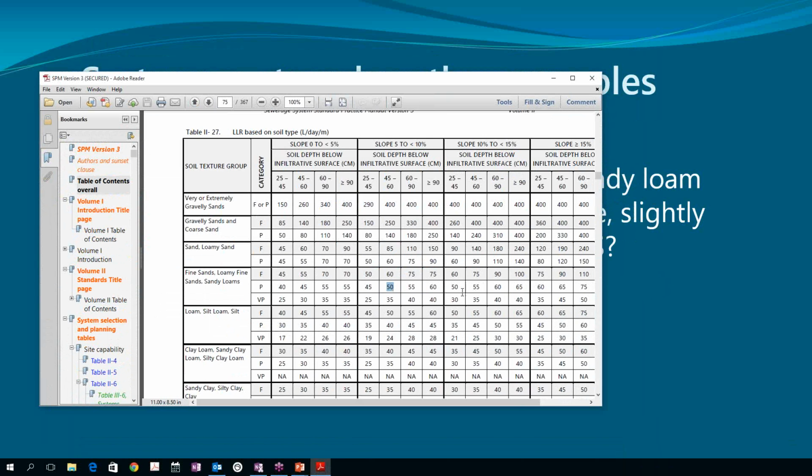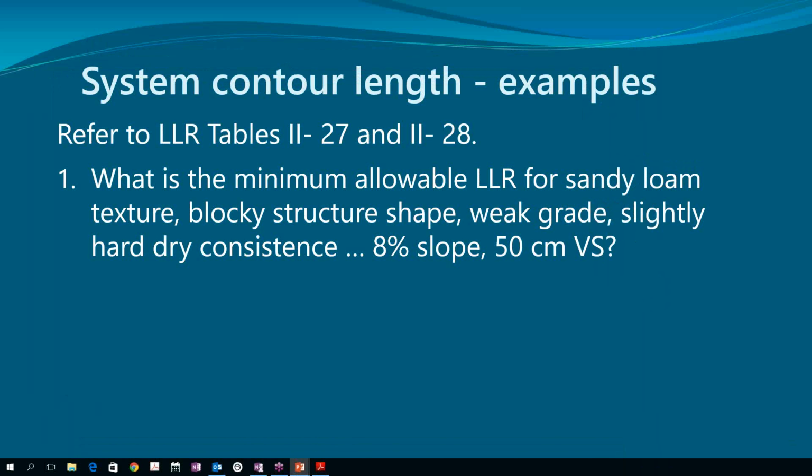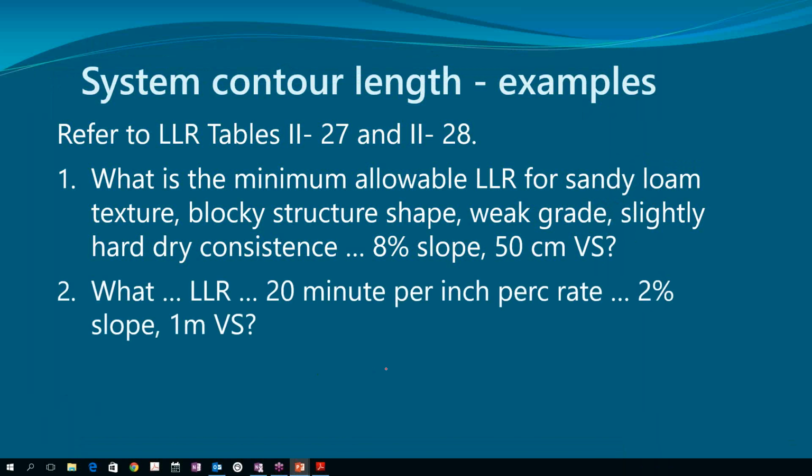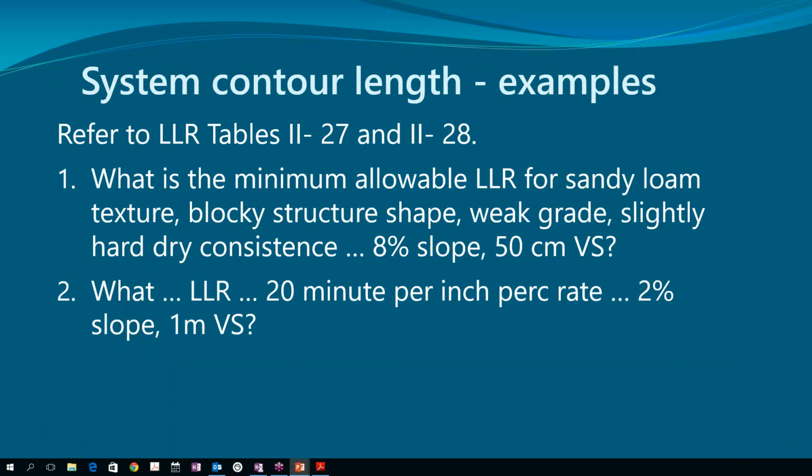But we have to check the next table. Permeability. And the question said 20 minutes per inch. Oop, screwed that up. That's not supposed to say any of that. My mistake. But 20 minutes per inch, let's go there. So 20 minutes per inch is in here. Our soil depth was there. So it is still 50. Still 50 liters per meter. There was no contradiction. So the answer is 50 liters per meter linear loading rate.